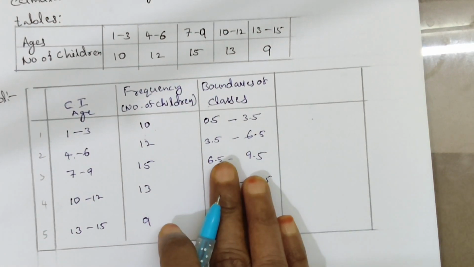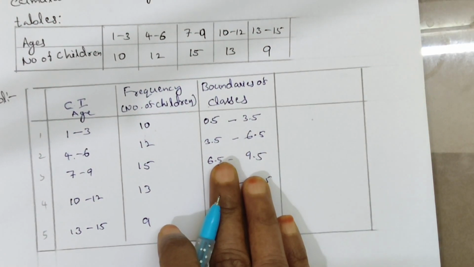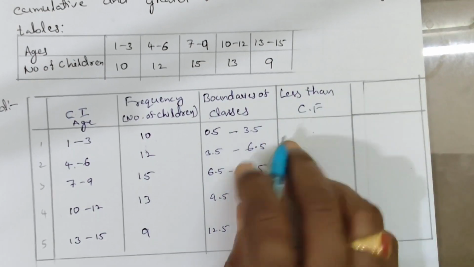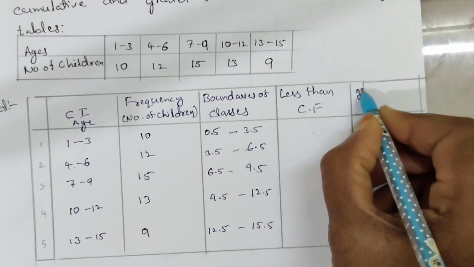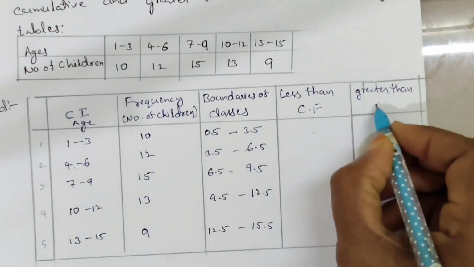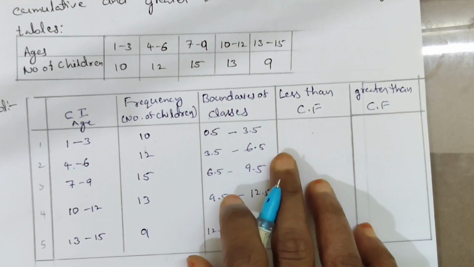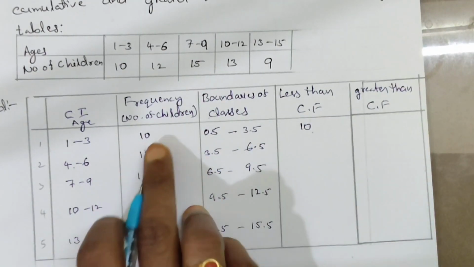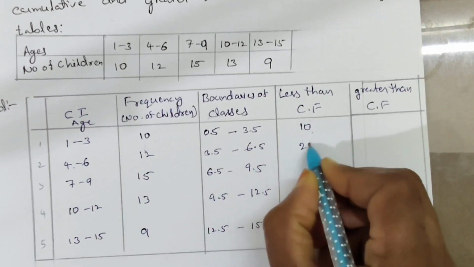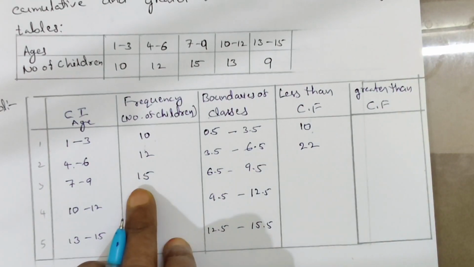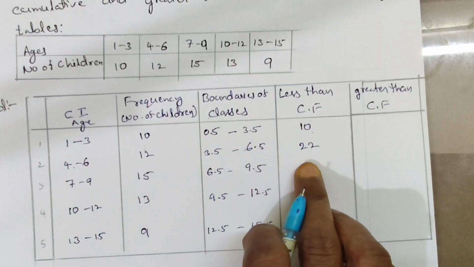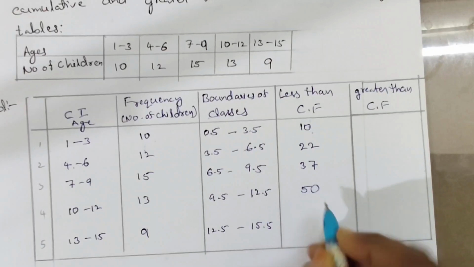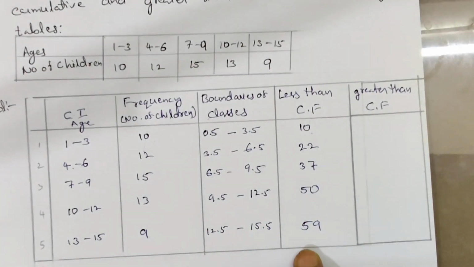Now we write the less than cumulative frequency, and next the greater than cumulative frequency. For less than cumulative frequency, the first frequency is 10, so that is the first cumulative frequency. 10 plus 12 is 22. Next 22 plus 15 is 37. Next 37 plus 13 is 50. Next 50 plus 9 is 59. This is the less than cumulative frequency.